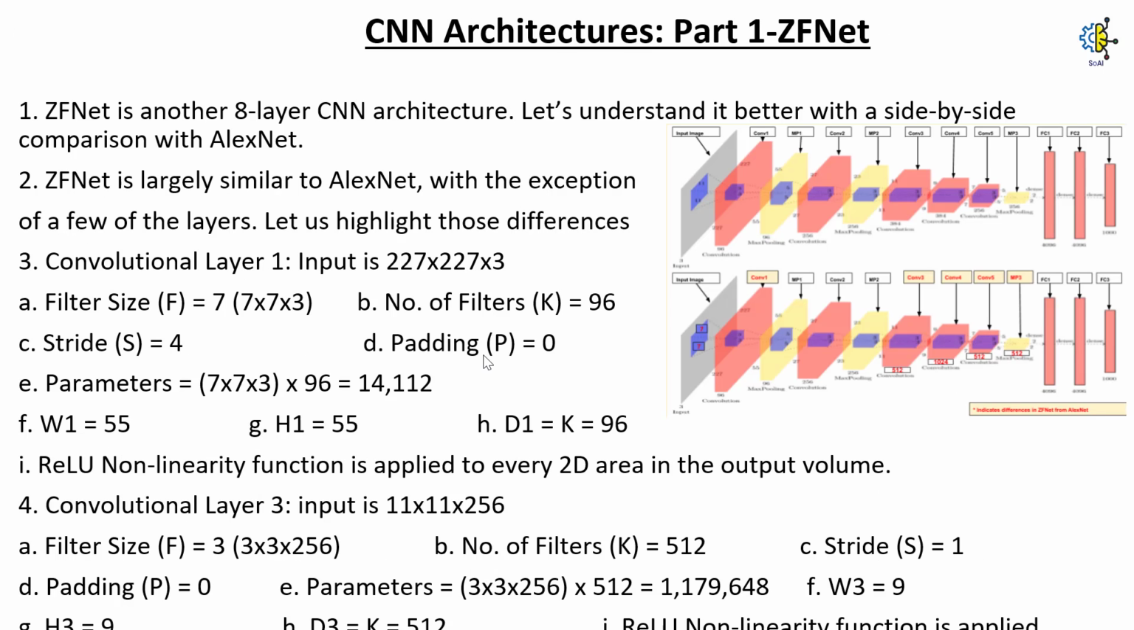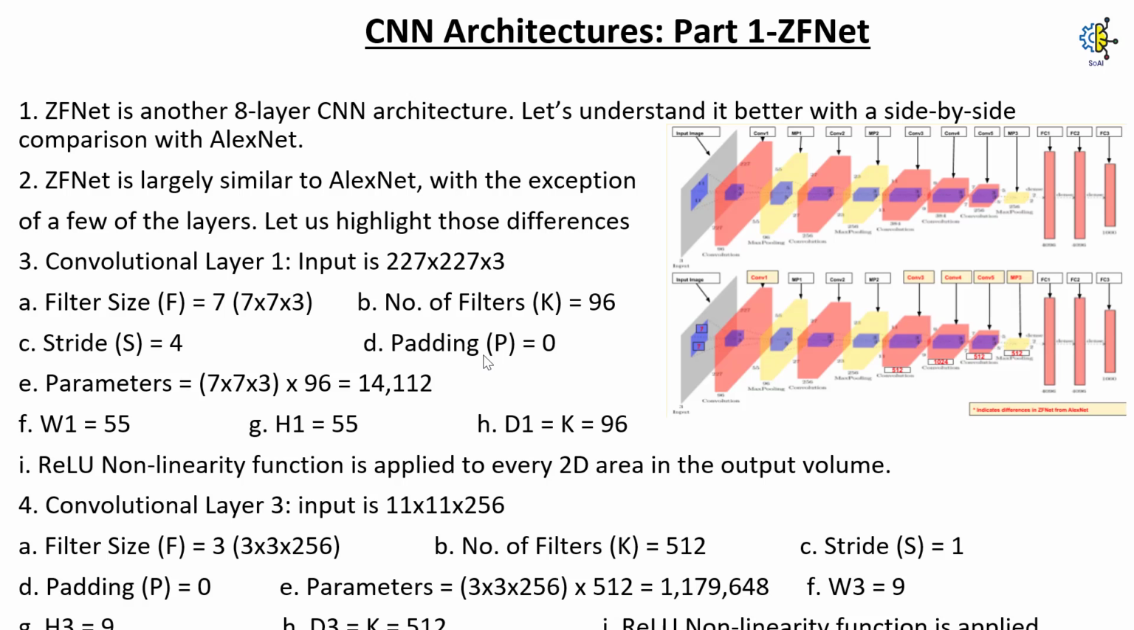ZFNet. ZFNet is another 8-layer CNN architecture. Let's understand it better with a slide-by-slide comparison with AlexNet. ZFNet is largely similar to AlexNet with an expansion of a few of the layers. Let us highlight those differences. Convolutional layer 1 input is 227 cross 227 cross 3 with filter size 7, number of filters 96, stride 4 and padding 0. Parameters are 14,112. W1 is 55, H1 is 55 and D1 is 96.